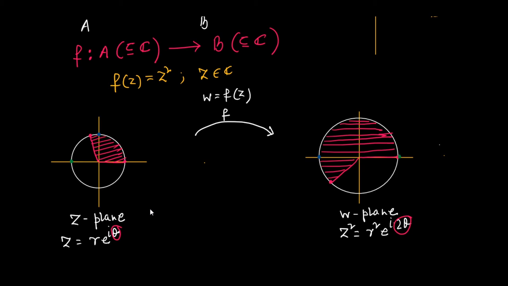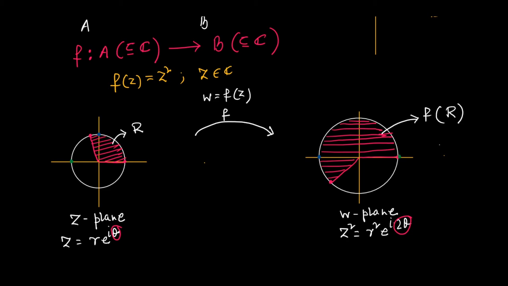So this is how you can visualize the image of any point or any region of Z plane in W plane. If I name this region as say R, then I can say this will be my F of R, the image F of R.